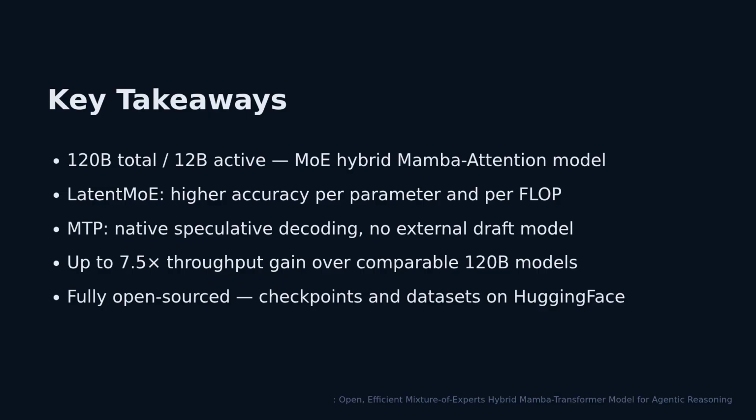To summarize, Nemotron 3 Super is a 120 billion parameter hybrid Mamba attention mixture of experts model with only 12 billion active parameters per forward pass. Three innovations: latent MoE for hardware-aware sparse scaling, hybrid Mamba attention for memory-efficient long context generation, and multi-token prediction for native speculative decoding, combined to deliver best-in-class throughput without sacrificing accuracy. The model is fully open-sourced on Hugging Face, including base, post-trained, and quantized checkpoints.